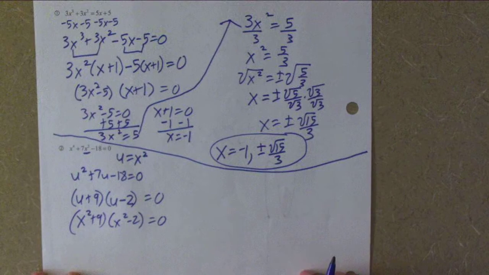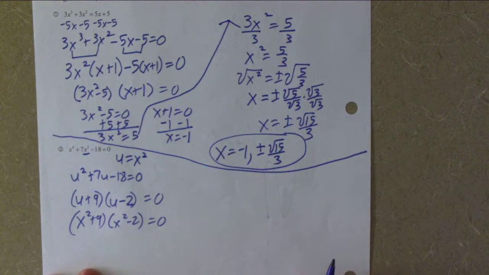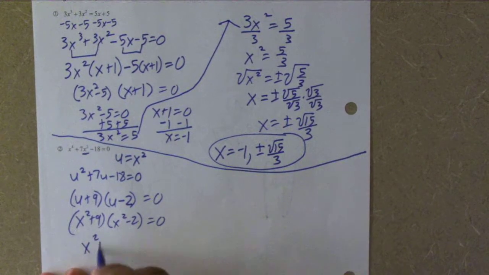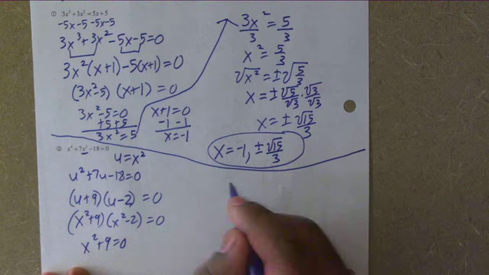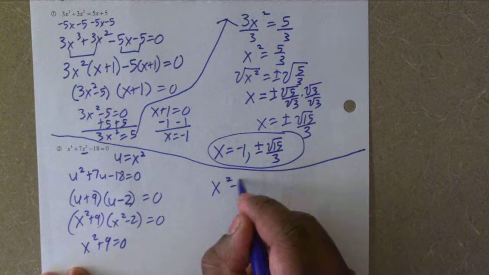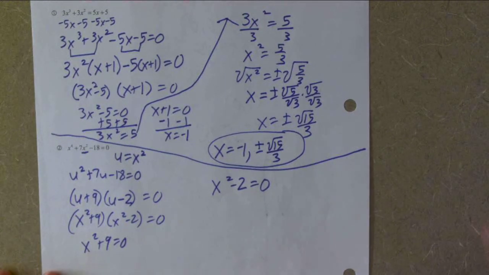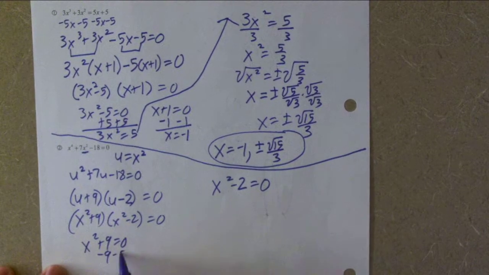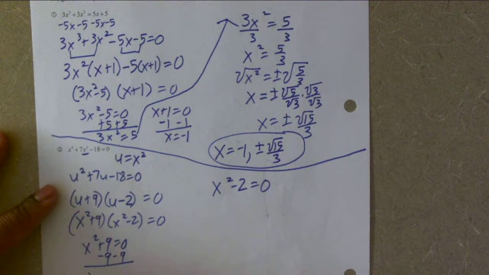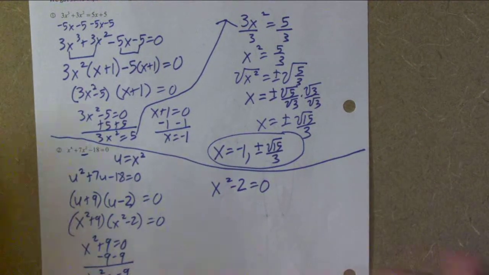So now we would set both of these values equal to 0. So we would take x squared plus 9 equals 0, and off to the side we're going to take x squared minus 2 equals 0. Alright, so we would subtract 9 on both sides, and x squared is equal to negative 9.